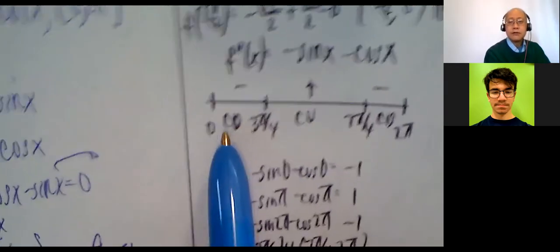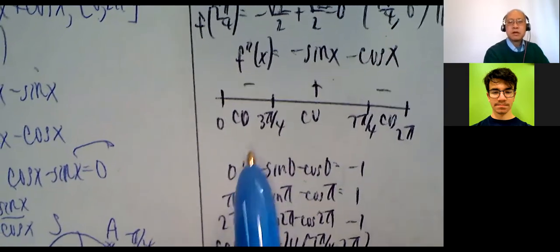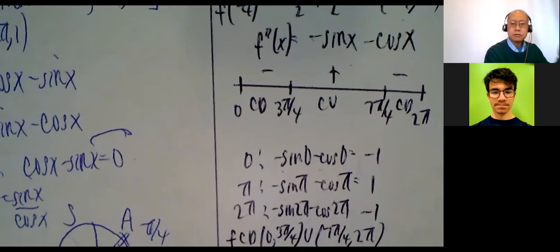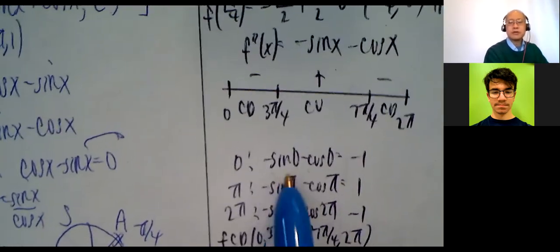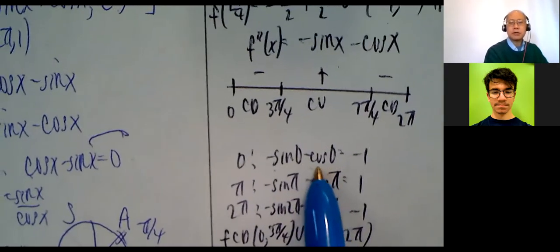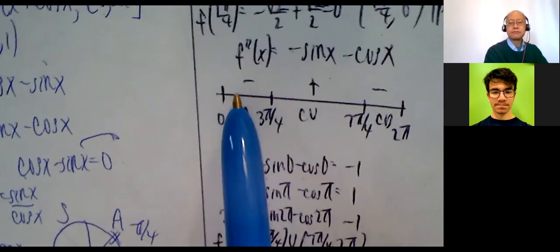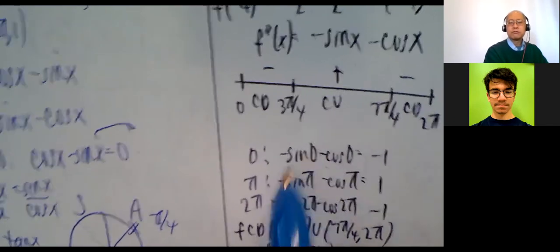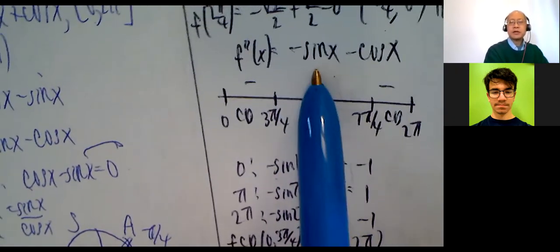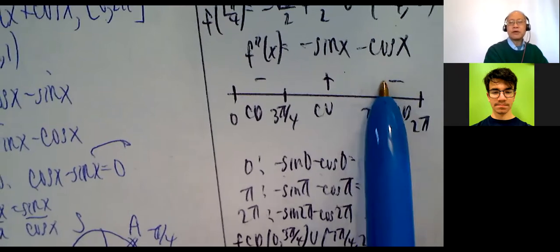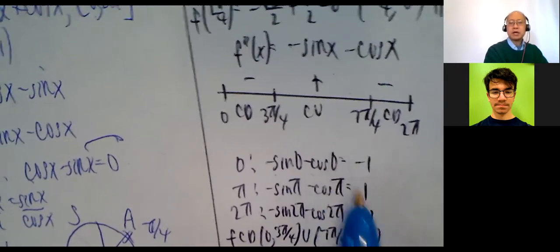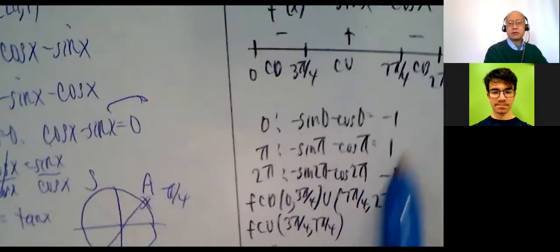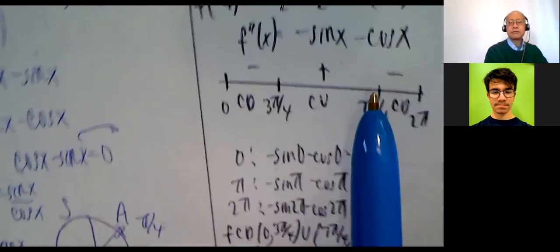Okay, so sign chart for the double prime. So put down 0 and 2π, 3π/4, 7π/4. Okay, so I picked 0. Negative sine of 0, 0. Minus the cosine of 0, that's -1, negative. Nice number in between. Again, I picked pi, 4π/4. Negative sine of pi, 0. Minus cosine of pi, -1, +1. That's positive. And we already know 2π is going to match 0, so -1, negative.